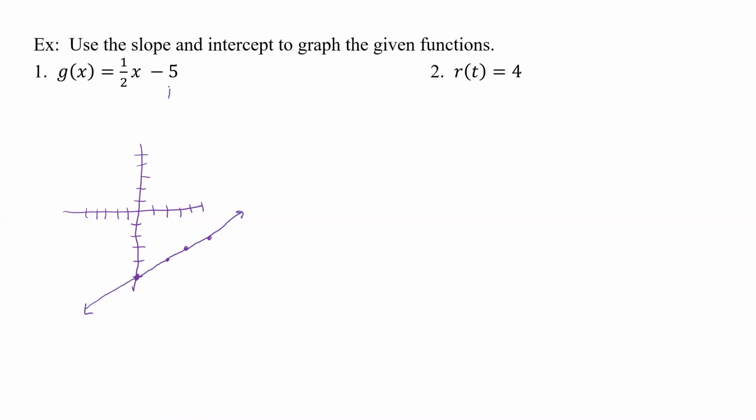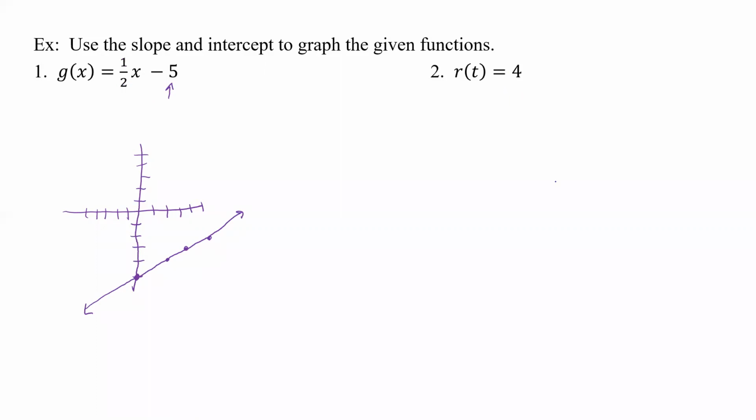Again, started with our intercept 0, -5. Then I moved up 1 over 2, up 1 over 2. And that's going to be how you do it. So that's your change in y, that's your change in x. And so that's how we get to it.